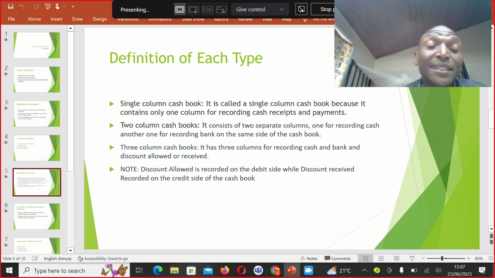Yes, so, sir, who can tell us what is the meaning of a 3-column cash book? Masese? Yes, hello, sir. I can give it a try.